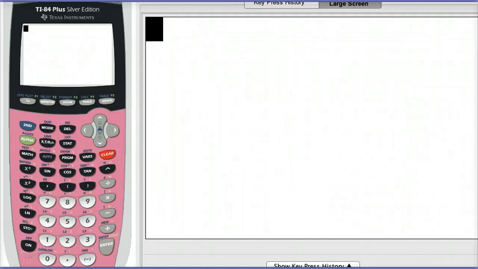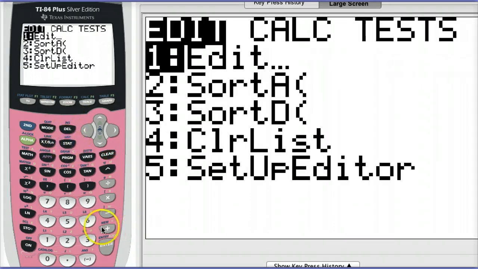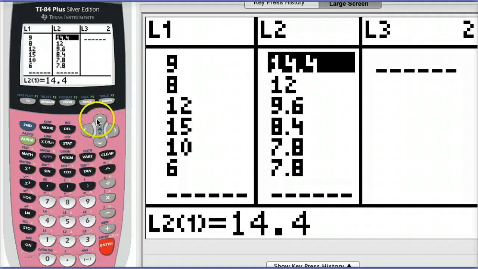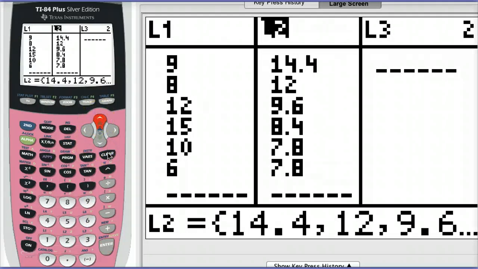Let's take a look at how to do regression inference on the calculator. I'll be entering data that's found on page 749. I'll enter the NEA change in list 1, and in list 2, I'll be entering the fat gain values. So I'll go to Stat, Edit, and I'll clear out my lists, and then I'll enter my data.